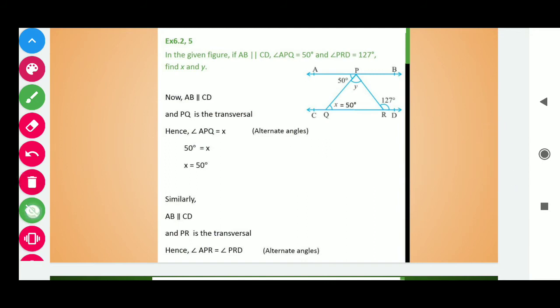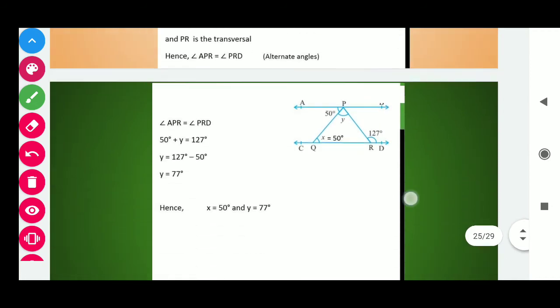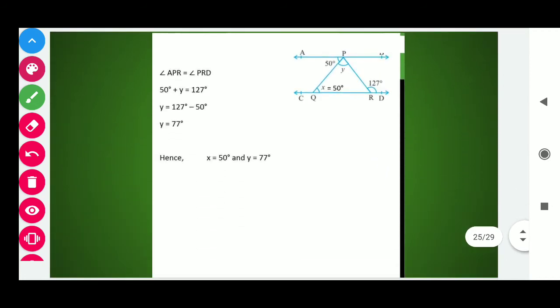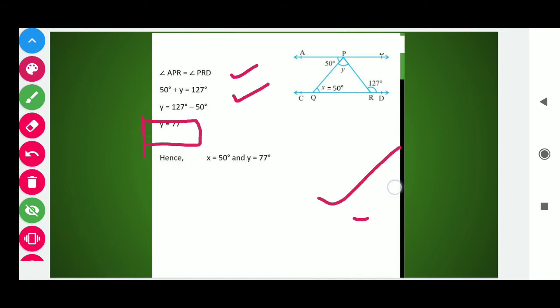In this way we will calculate the value of y. You can see here angle APR is equal to angle PRD. So students, 50 plus y is equal to 127. In this way y is equal to 77 degrees. So students, this is a very important question. Okay, so move to the next question.